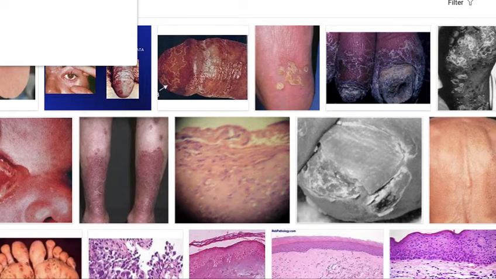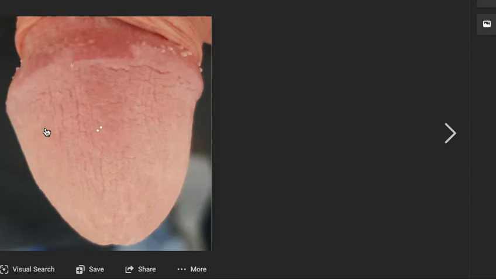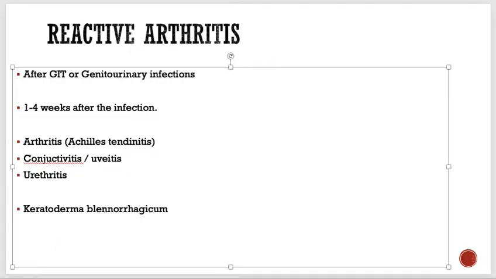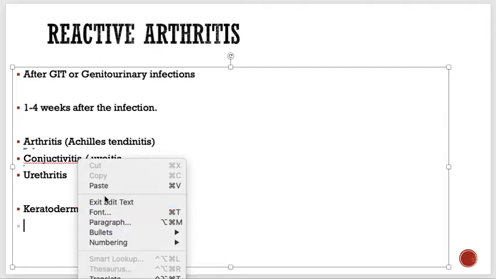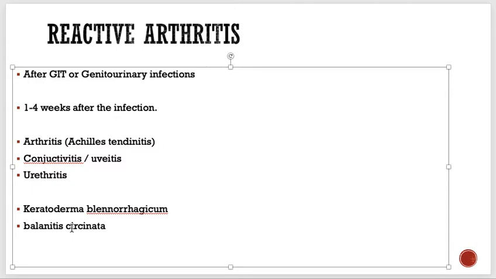This one is not so clear, but this is keratoderma blenorrhagicum and this one. These two things can be present. This one and this one are diagnostic of this condition. The rest, they may have oral ulcers. They can present with oral ulcers. They can present with diarrhea. So things like this.